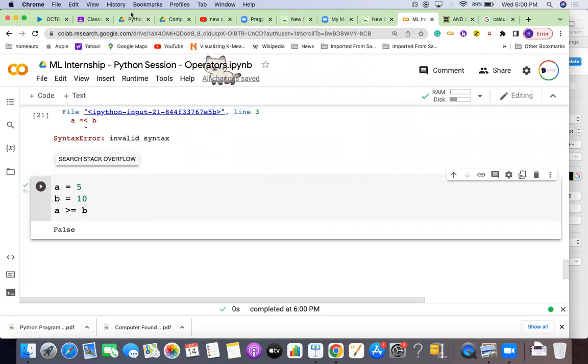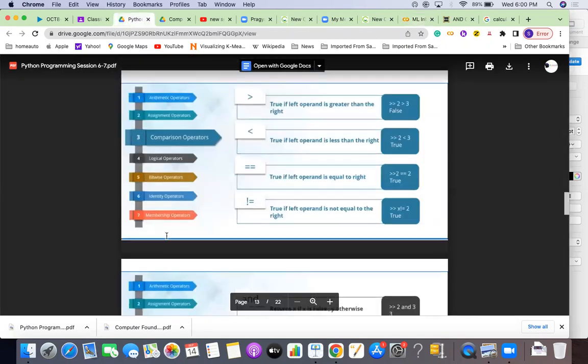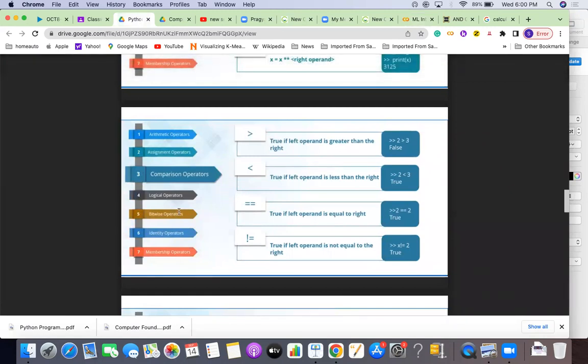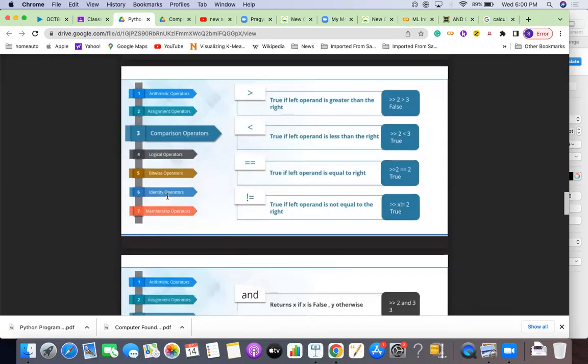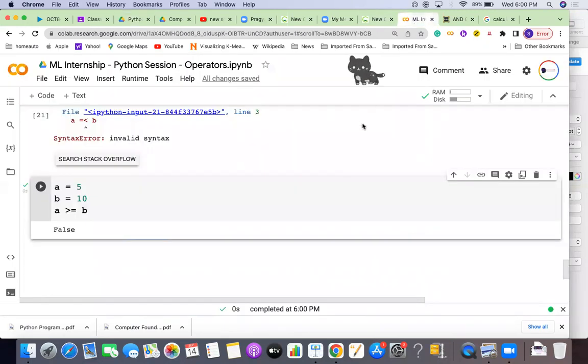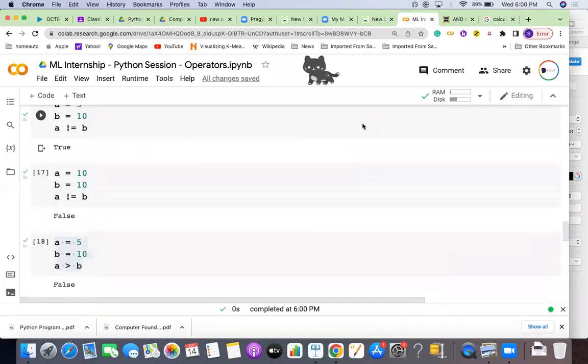So now comparison operators are done. Now we'll look into logical operators. Any questions, any doubts so far? Any doubts so far?